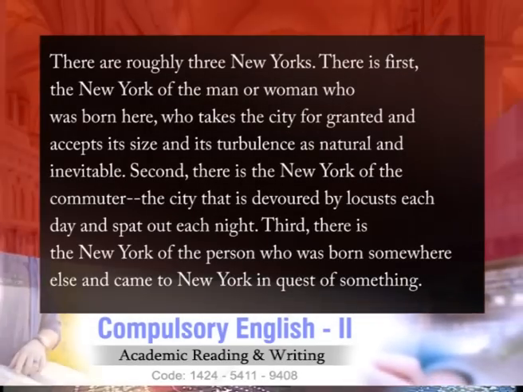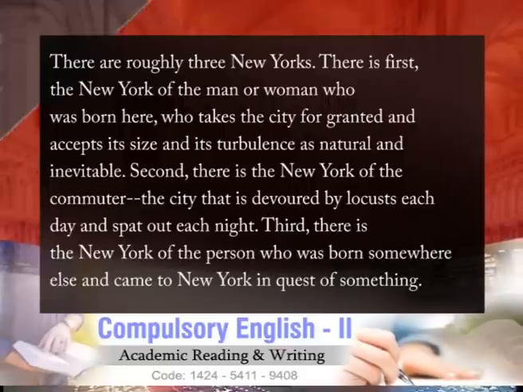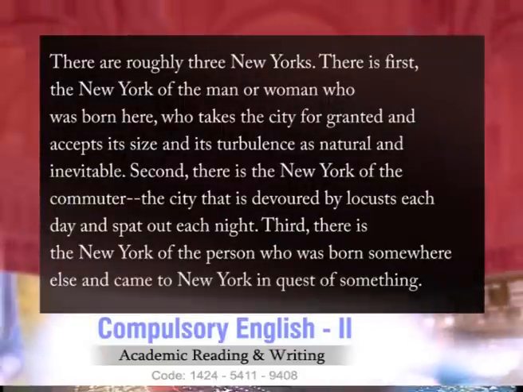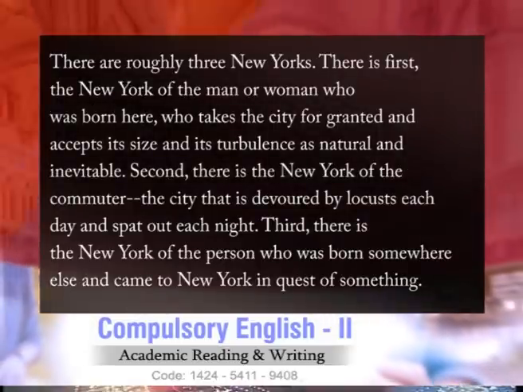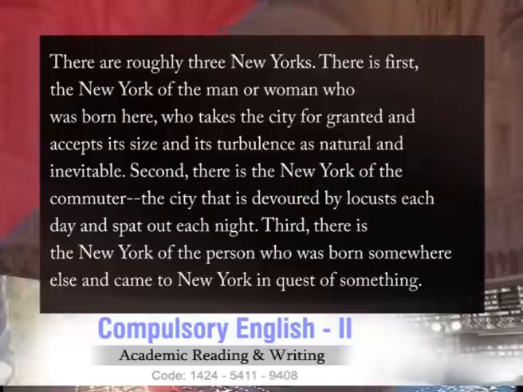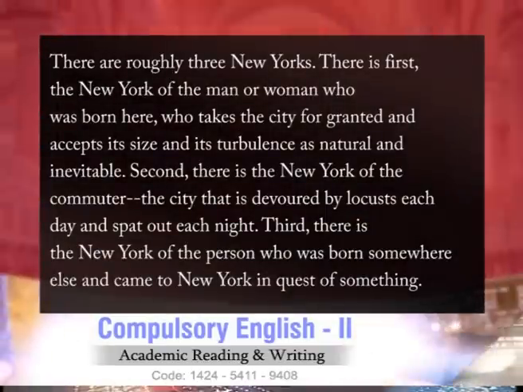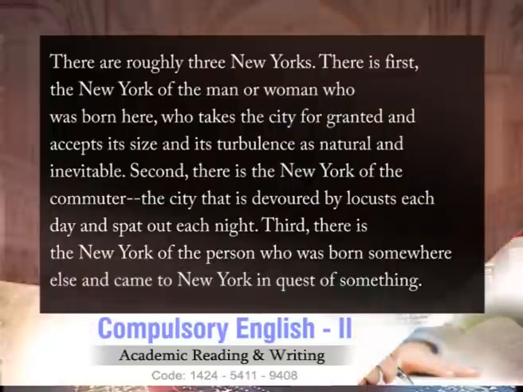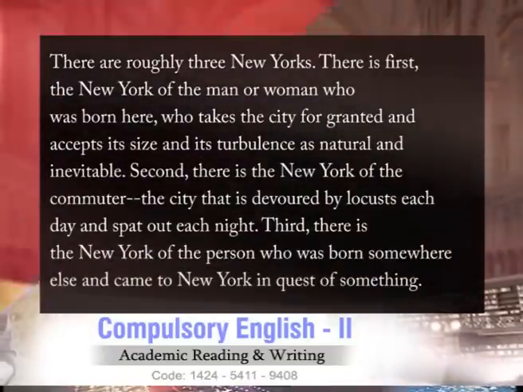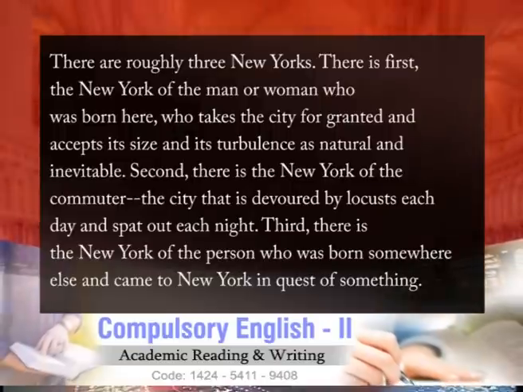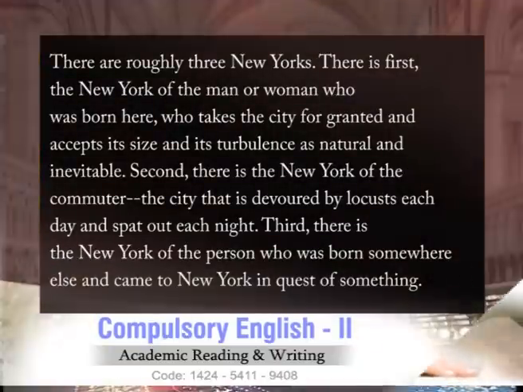There are roughly three New Yorks. There is, first, the New York of the man or woman who was born here, who takes the city for granted and accepts its size and its turbulence as natural and inevitable. Second, there is the New York of the commuter, the city that is devoured by locusts each day and spat out each night. Third, there is the New York of the person who was born somewhere else and came to New York in quest of something.